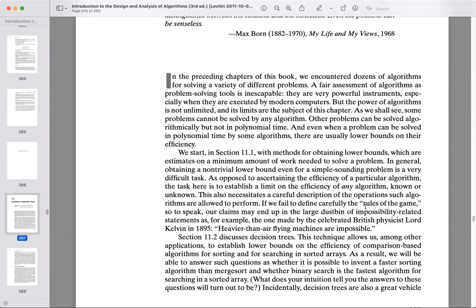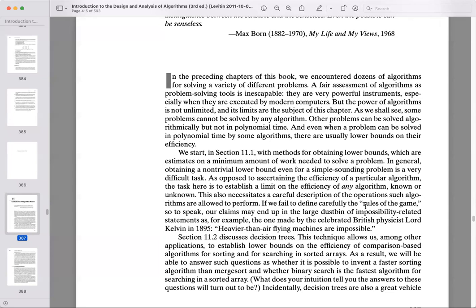In section 11.1, we're going to talk about these lower bounds, which are in essence an estimate on the minimum amount of work that you need to do to solve a problem. So it gives you a lower bound on the efficiency that you can expect. We'll be able in this chapter to say, for example, that for sorting, we're going to get the best possible we can with something like a quicksort or a merge sort.